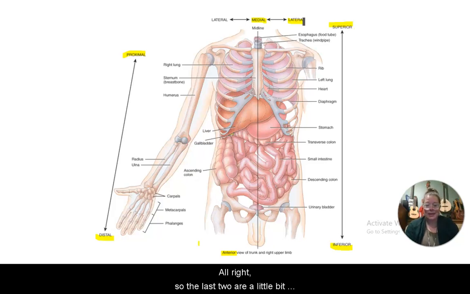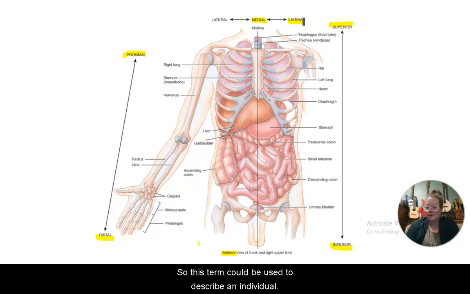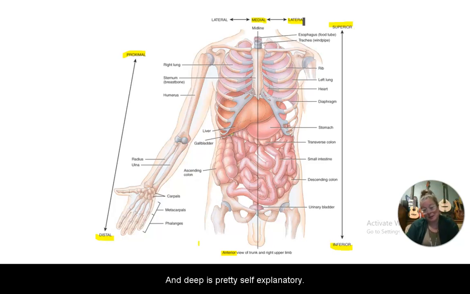All right, so the last two are a little bit trickier to see with this image as well, but they are superficial and deep. When we talk about superficial, we are talking about what's on the surface. This term could be used to describe an individual if they are superficial: they're only concerned about what's on the outside, what's on the surface. However, the opposite of that term is deep. And deep is pretty self-explanatory. It is deeper inside of the body.